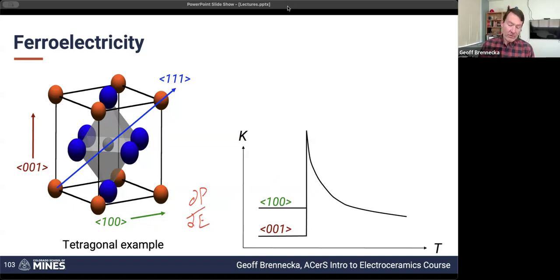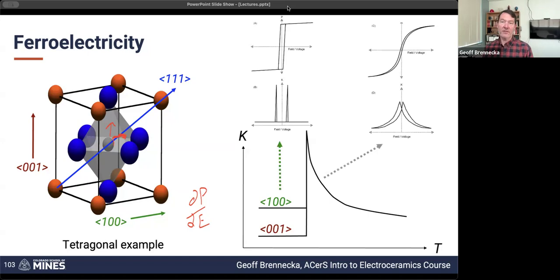So the amount of total polarization is large along 001, but the additional polarization that you can get by applying a small electric field is relatively small there. So that's why the overall relative permittivity along 001 is relatively small. But once this ion is sitting up above the plane of the oxygens, it's pretty easy to shift it back and forth.